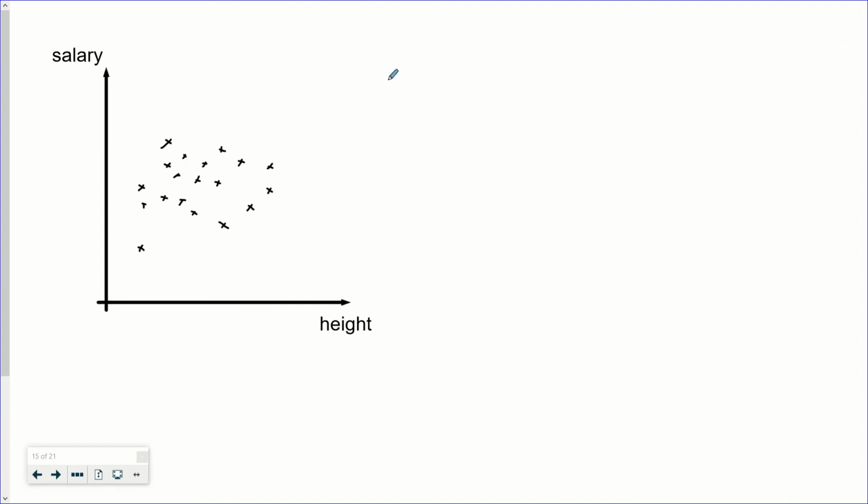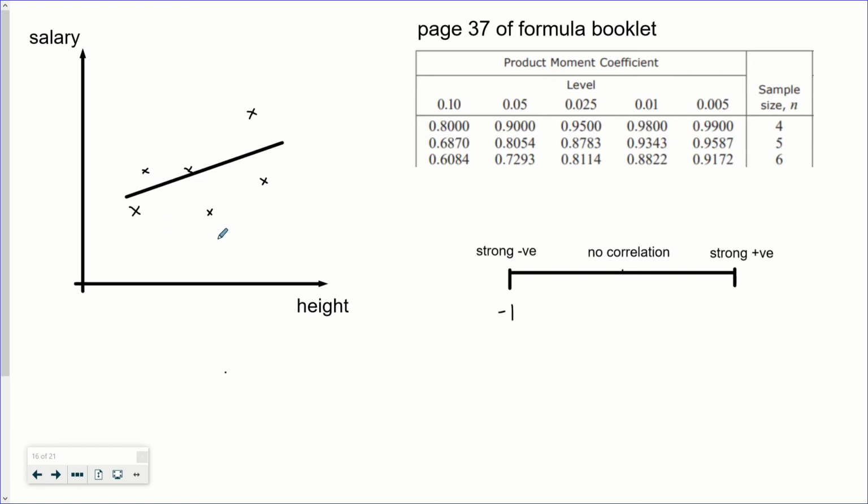Going back to the population, we're going to introduce a new symbol which is called rho. And rho is the population correlation coefficient. So let's write that down. So rho is the correlation coefficient that I'd get if I sampled everyone in the entire population. So we've got our sample of 6 people here, and we're going to try and use this scatter graph, this data, to work out whether the population is positively or negatively correlated.